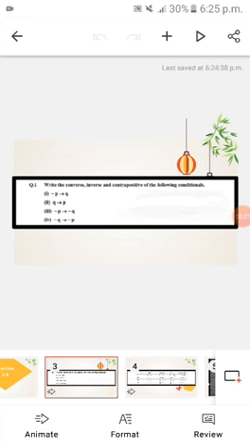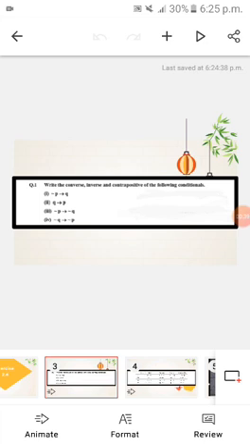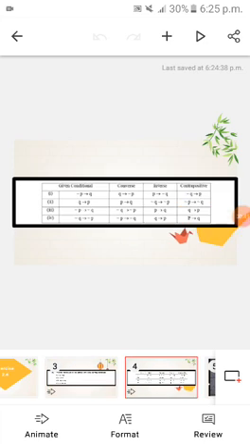First part is negation P correspondence Q. Second part is Q correspondence P. Third part is negation P correspondence negation Q. And fourth part is negation Q correspondence negation P. We are asked to find the converse, inverse and contrapositive.